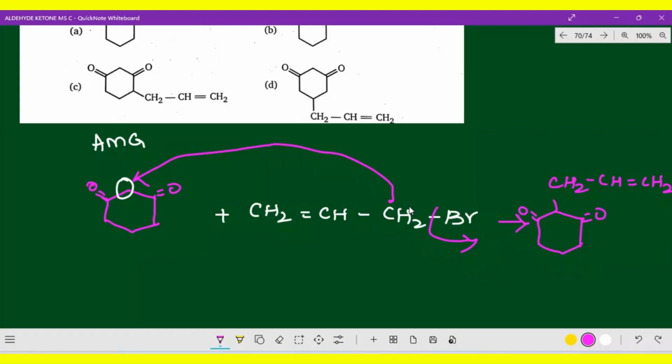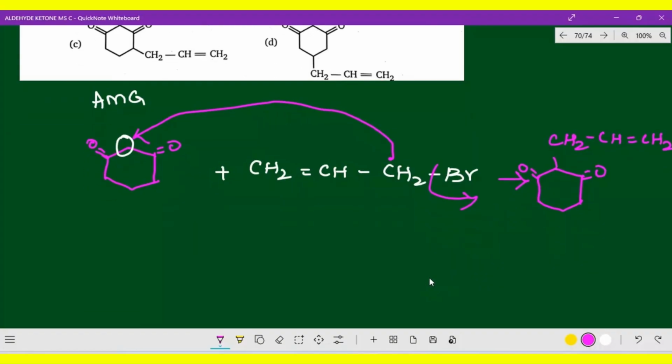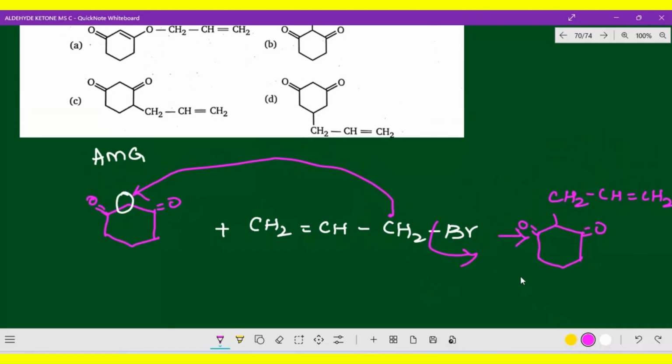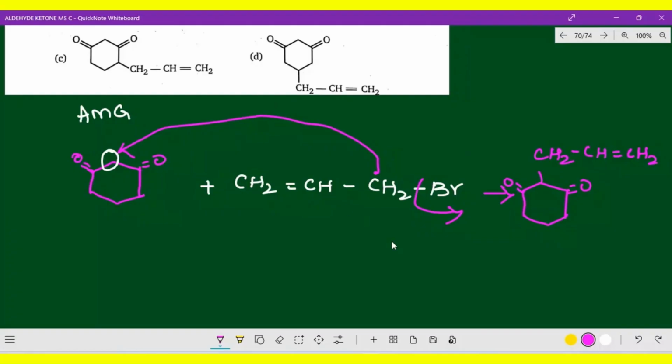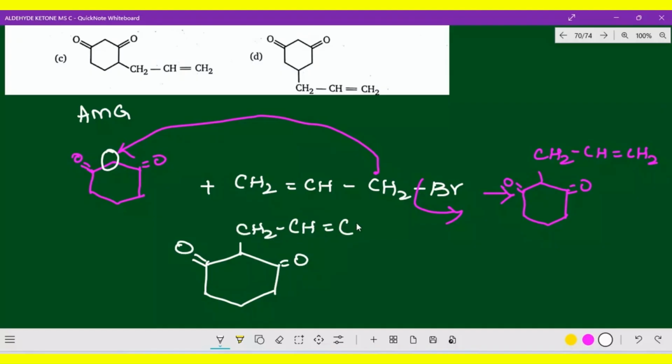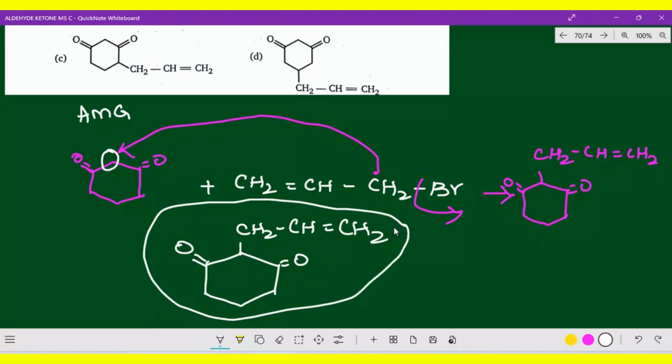Next, KOH is there, and due to that KOH only it is affecting, right? So in the basic medium you will be getting this product only. Here I draw the structural formula again for you to understand. The keto group is not affected by KOH, right? Here CH2, CH double bond CH2. So this is the product you will be receiving. I hope you got the clarity.